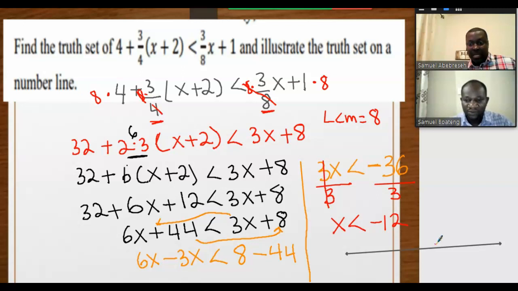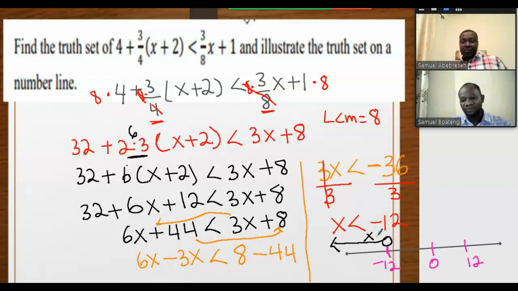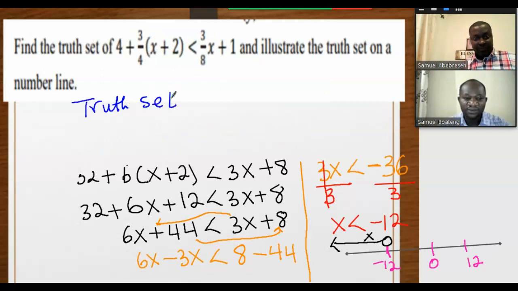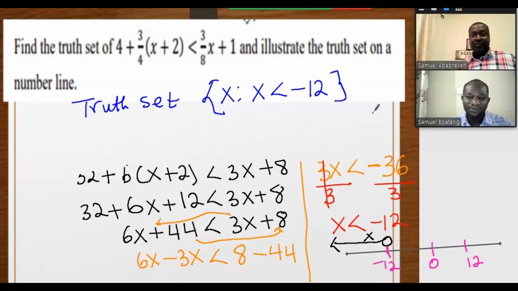0. So you divide it into 2. 0. And here will be minus 12. And here will be 12. Okay. Since x is less than minus 12, we point our arrow. Yes. So that will give you your full mark, true set. So x is such that x is less than minus 12. Then you close it. Yeah.